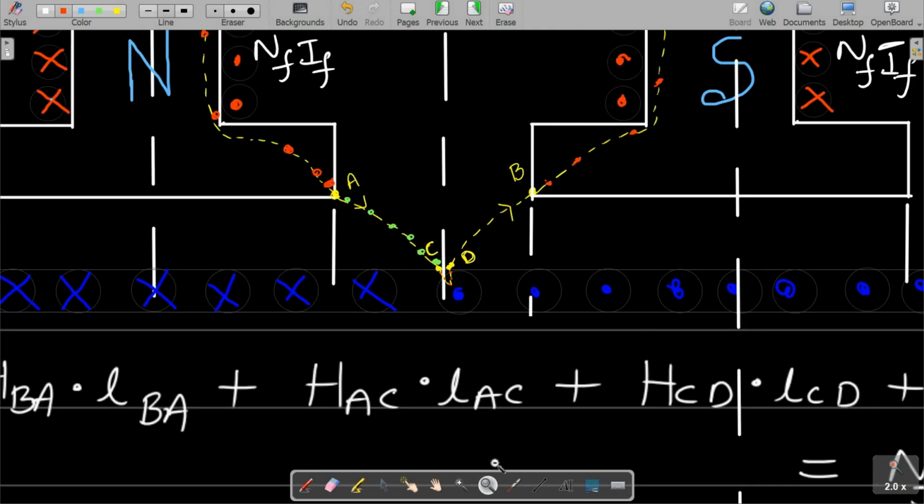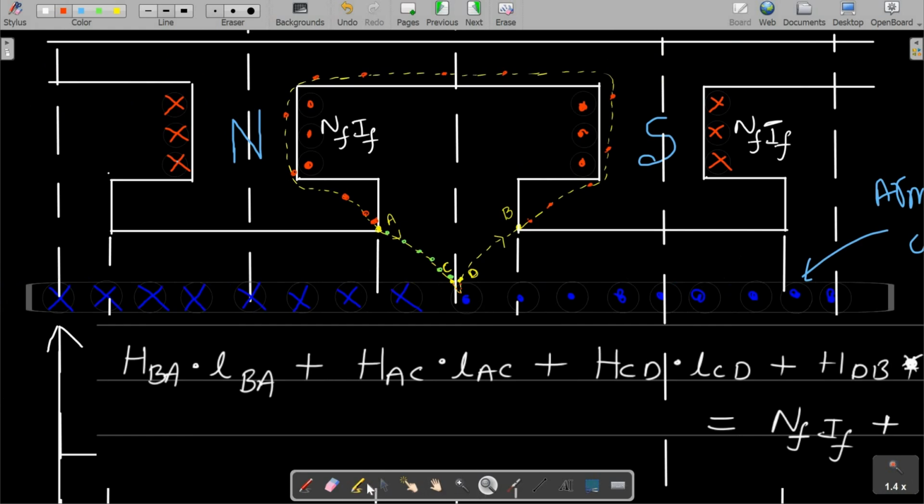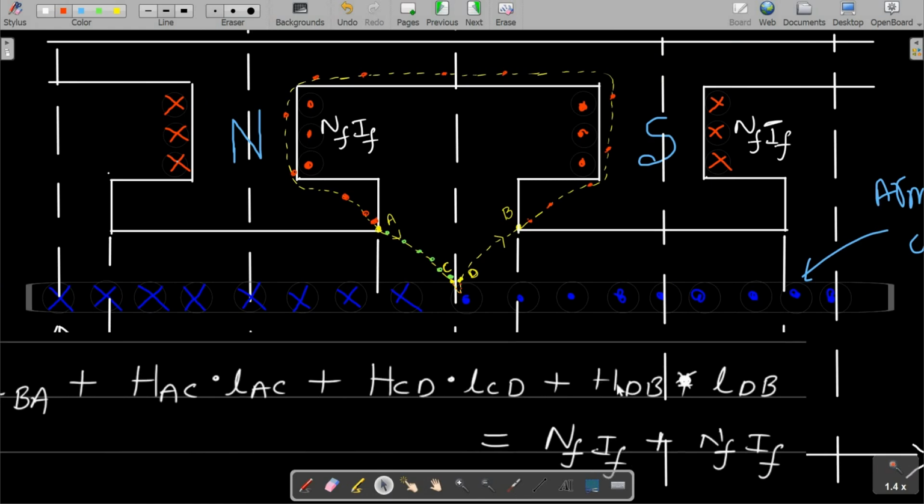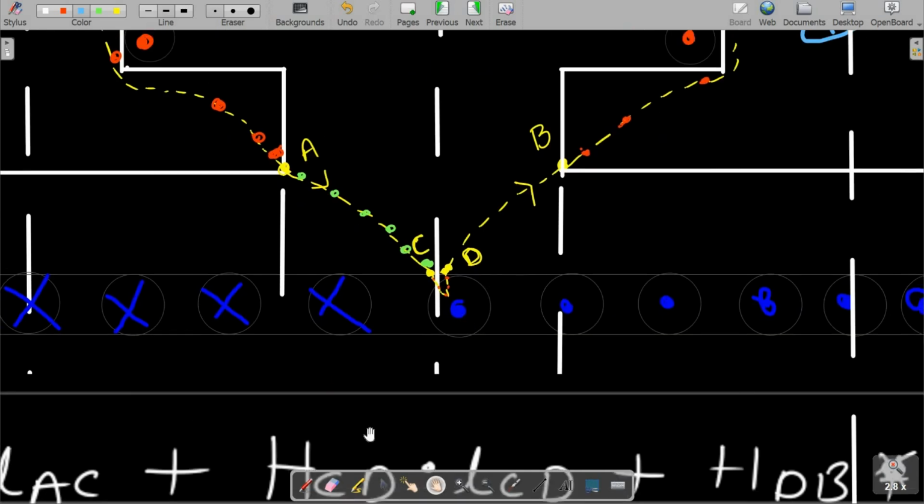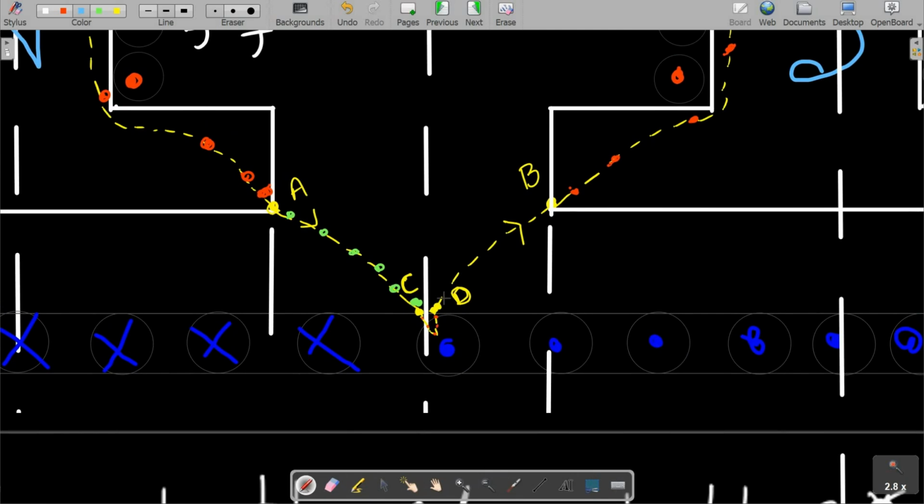Similarly, we have this HDB. This is also this length only. On the DB, here, it is HDB up to this point. Everywhere it is HDB, and LDB is nothing but the length of this DB path. This is the meaning of this.